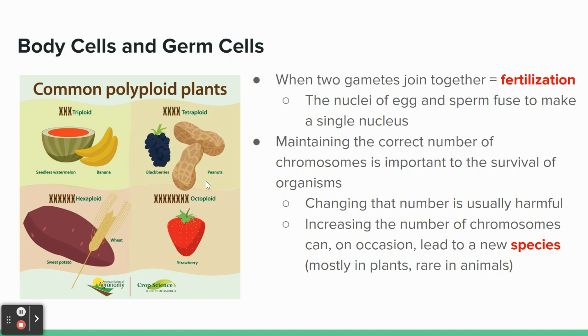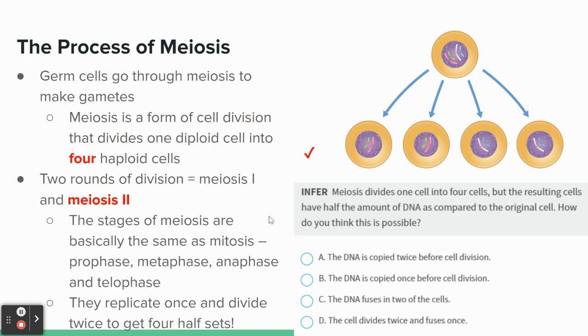Okay, so when two gametes join together, we have this process called fertilization. Nuclei of an egg and a sperm fuse together, they make one nucleus. Now, maintaining that correct number of chromosomes is really important to survival of the organism. Changing that number is usually harmful, usually has negative effects. Increasing the number of chromosomes can, on occasion, lead to a new species. This is mostly in plants. It's very rare in animals. You can see some examples on the left of plants that have more than the usual amount of chromosomes.